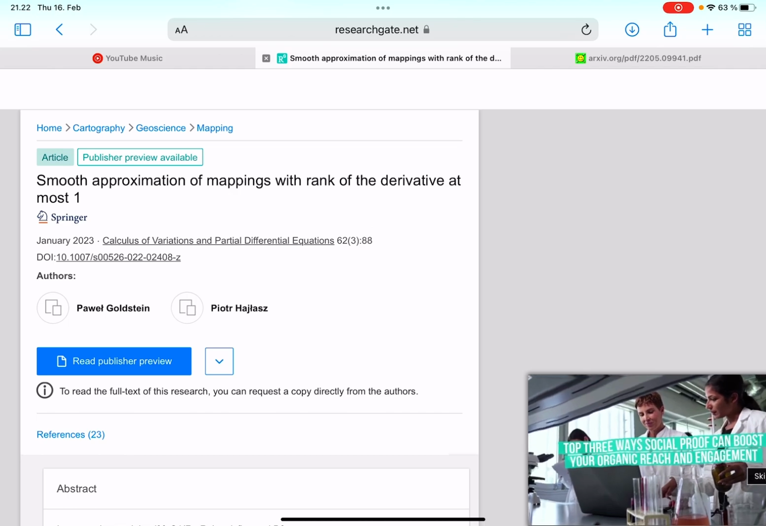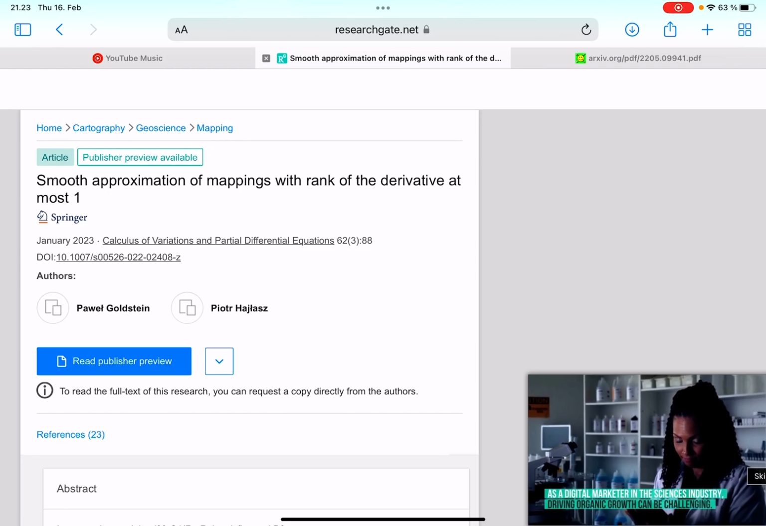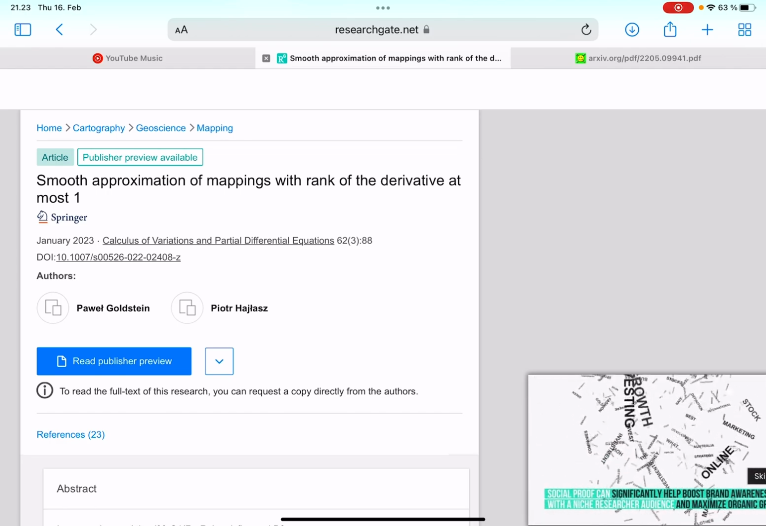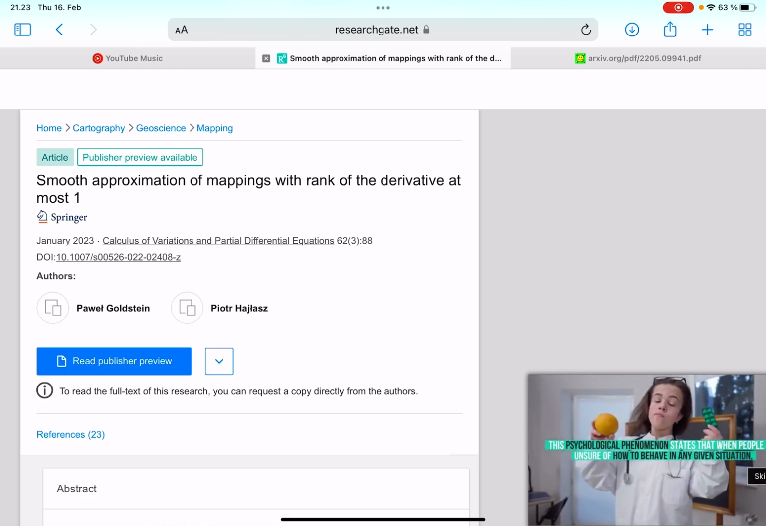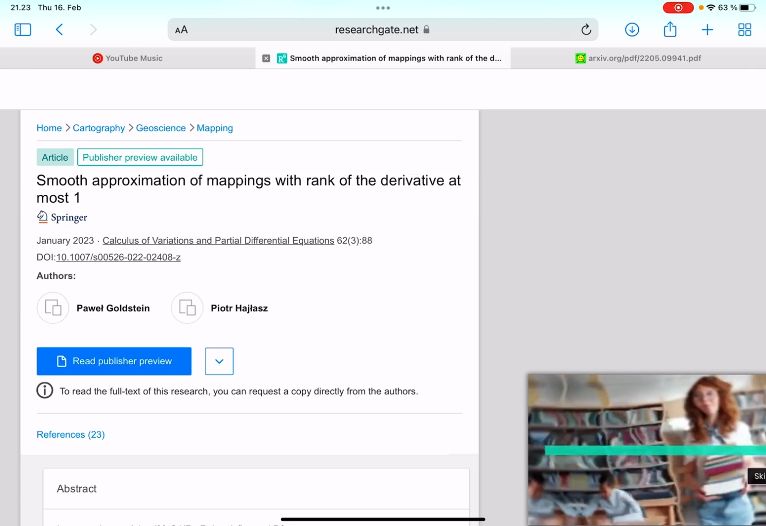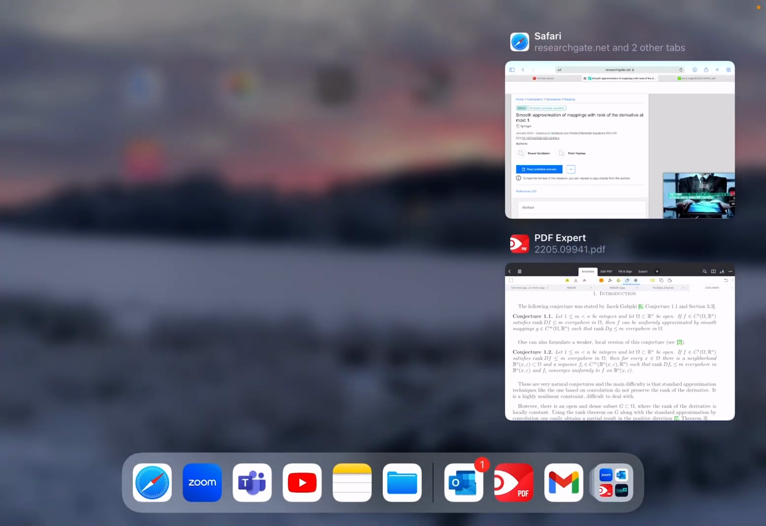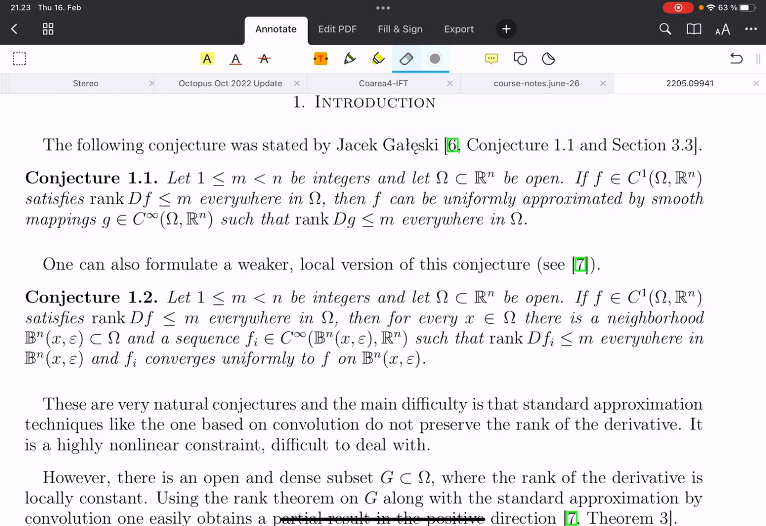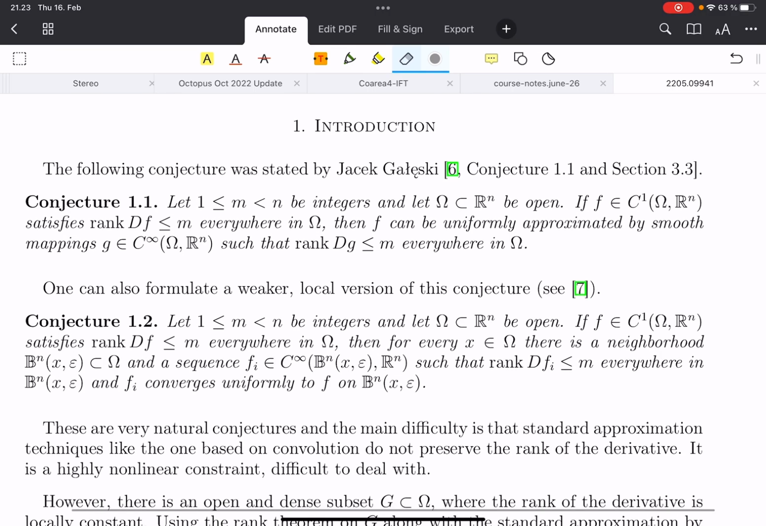So this paper from 2022, published in Calculus of Variations and Partial Differential Equations, is from Pavel Goldstein and Piotr Hajłasz. Piotr Hajłasz was my former advisor, and his research and most of his papers are actually quite explicit in the problems that they deal with. He's also well known for writing long, but on the other hand, clear papers. The introductions are usually very well written.